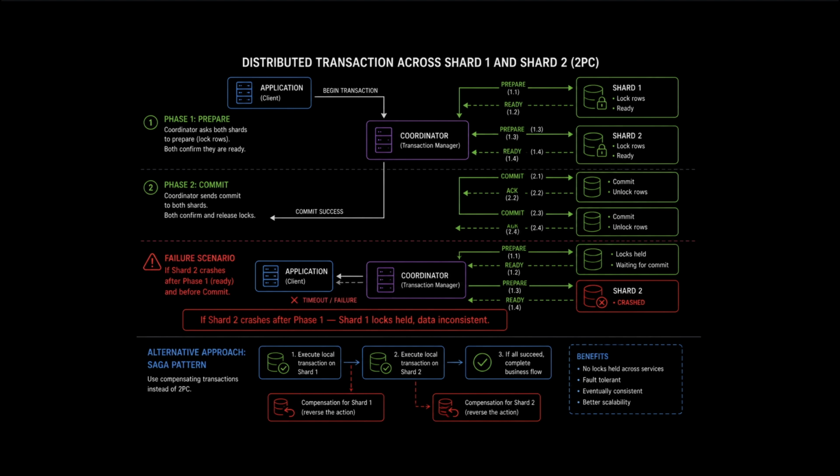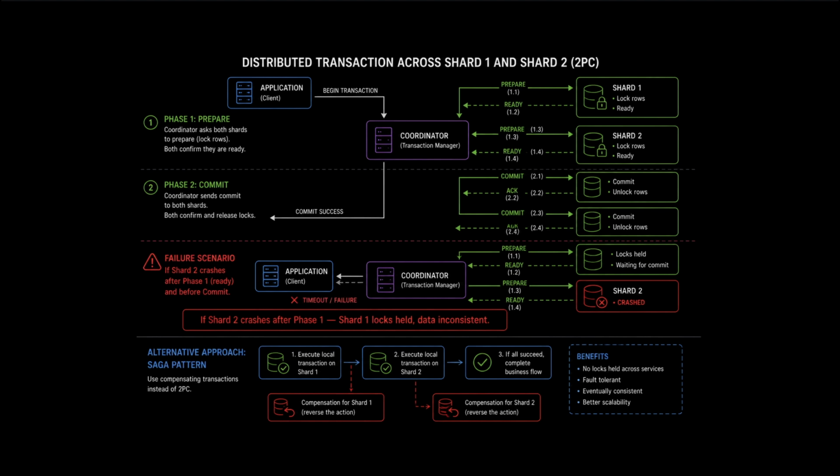And also, ACID transactions across shards are genuinely hard. Within a single shard, your database handles transactions normally, but if a transaction touches data on two different shards, you need a distributed transaction protocol, typically two-phase commit. Phase 1, both shards acquire locks and confirm they are ready to commit. Phase 2, the coordinator tells them both to commit.